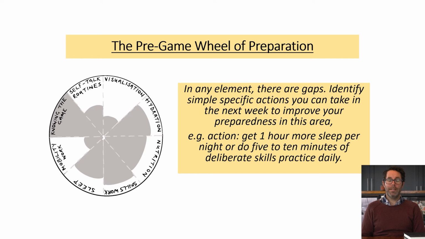So on the 7th day, or 7 days before it, you might sit down and reflect, well, where am I on these at the minute? You might colour it in. So if we see here, the self-talk routines and the visualization need a bit of work. Hydration, knowing the game plan, that's not bad. So when you draw the wheel and measure where you are, pick 2 or 3 areas, and then with each area, pick one action. So the action might be with visualization.